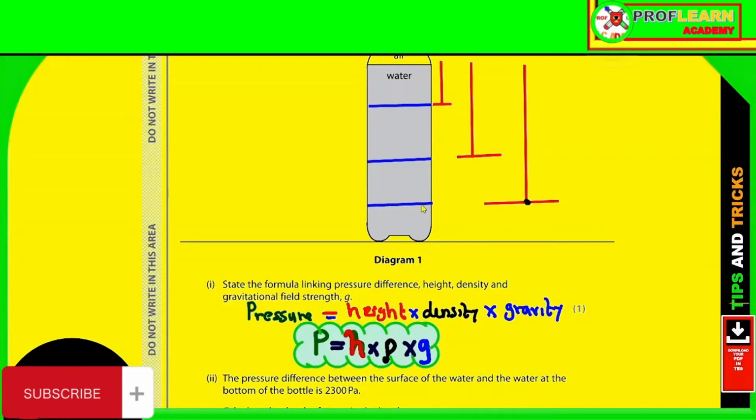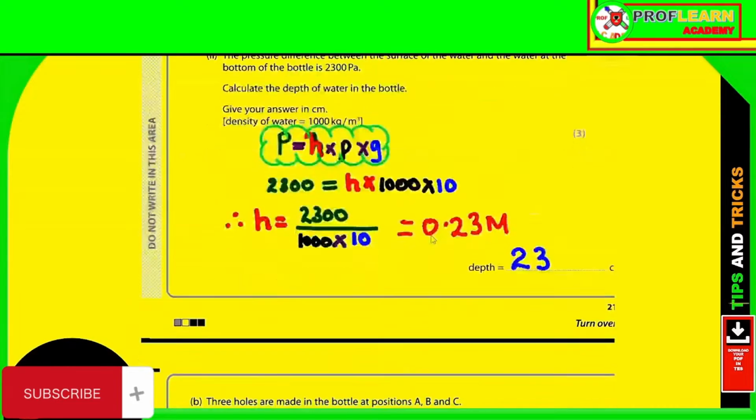Now, if you have holes around this, the pressure along this line is going to be the same. So if a hole is made here and another one here, they're going to have the same pressure, meaning the liquid is going to cover the same distance as it gushes out. The pressure in this liquid is what makes the liquid come out, and it will cover that particular extent since they have the same pressure. Now let us look at the question.